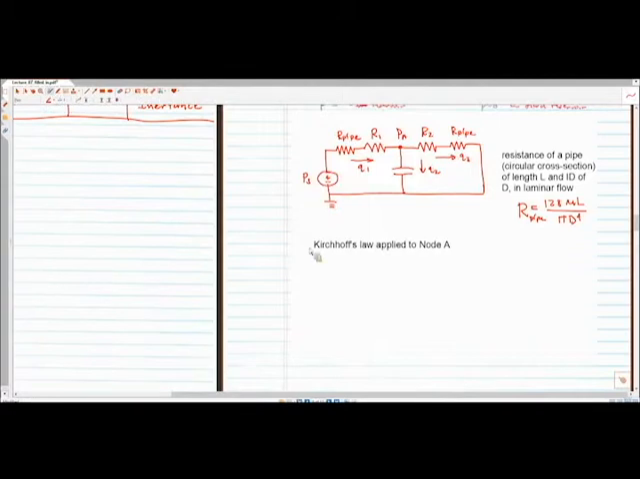All right, so Kirchhoff's law applied to node A. Remember, Kirchhoff's law is either, you can say, the flow into a node in a circuit is equal to the flow out of that node, or you can say that the sum of all the flows is equal to 0. So we label these Q1, Q2, Q3. So this is going to give us Q1 minus Q2 minus Q3 is equal to 0.